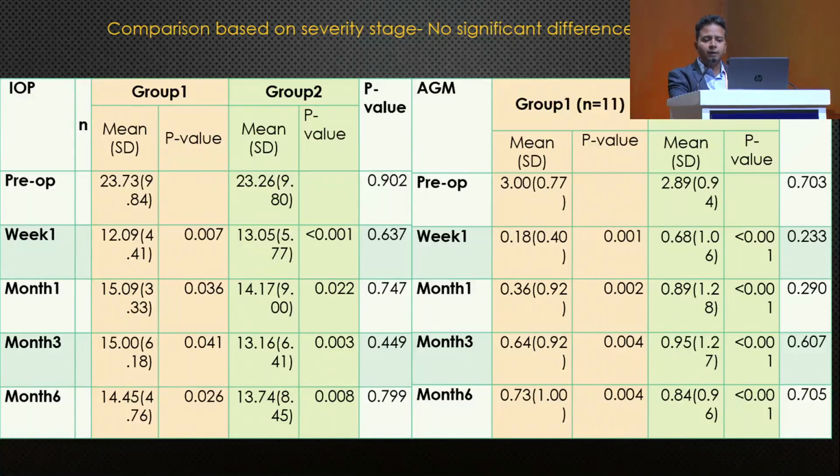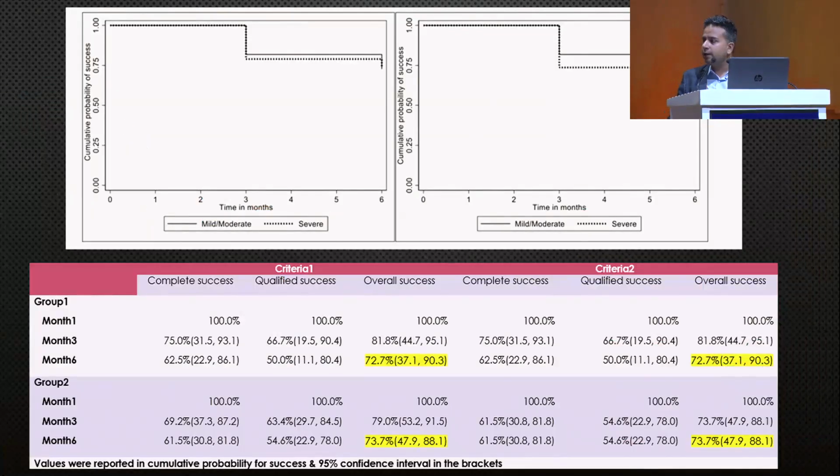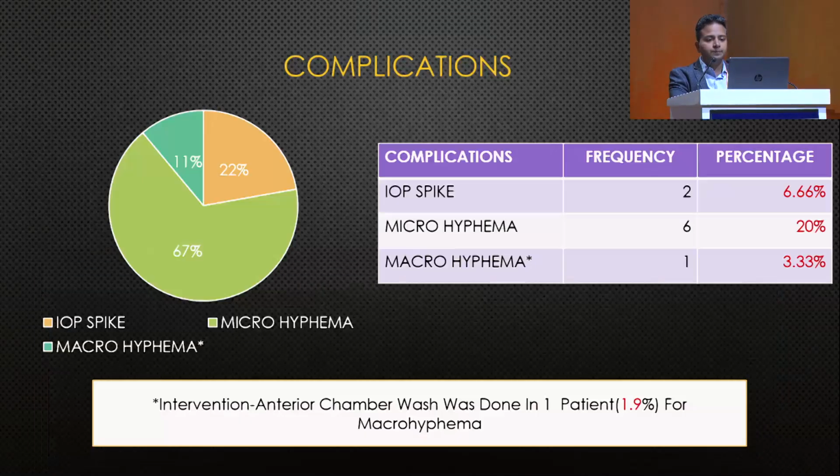If we compared the two groups, the moderate and the advanced group, the outcomes were almost the same. There was no significant difference between the two groups, and they had a good IOP reduction in both. If you look at the success criteria, both criteria 1 and criteria 2 had good success at the end of 6 months, around 73.7%, in both group 1 as well as group 2. If you look at the complications, we had 1 or 2 patients with IOP spike.